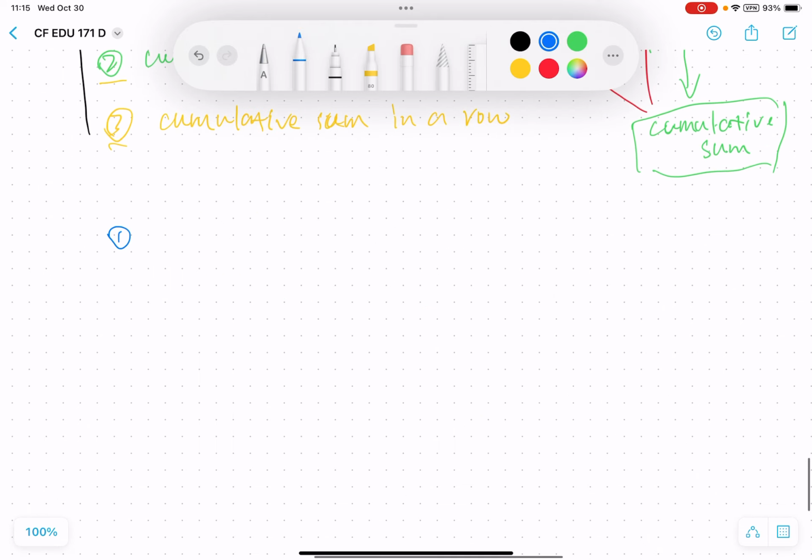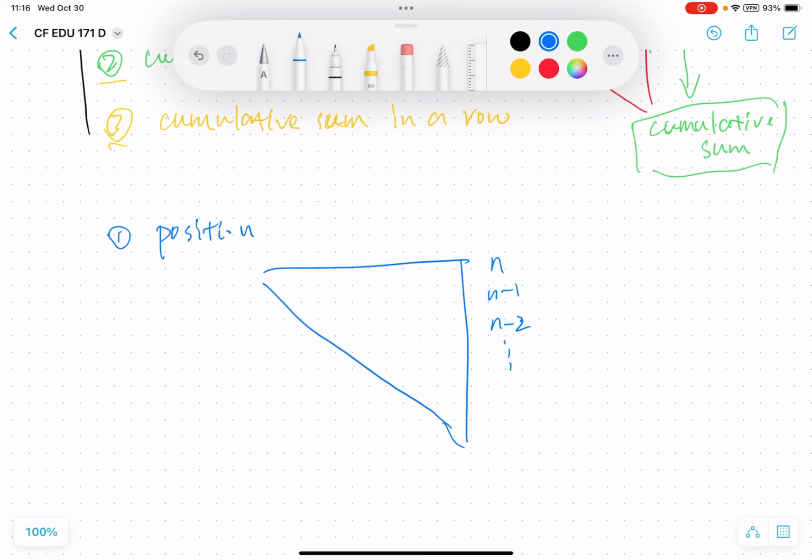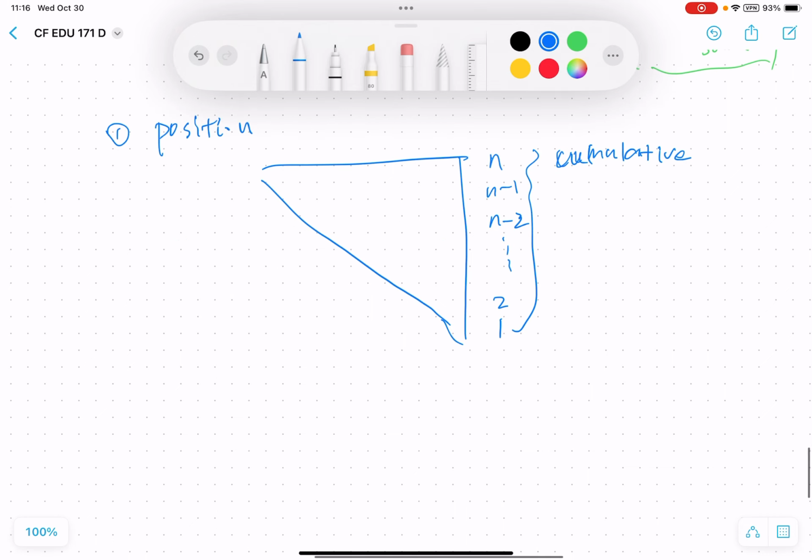So the first thing is to get the position. After we get the triangle, we will know the amount of elements in the first line will be n, next will be n minus 1, n minus 2, until 2, 1. This is the amount for every row. After that, we can get a cumulative sum of this array. After that, for every L and R, we can use the lower bound function and find the position of L and R.